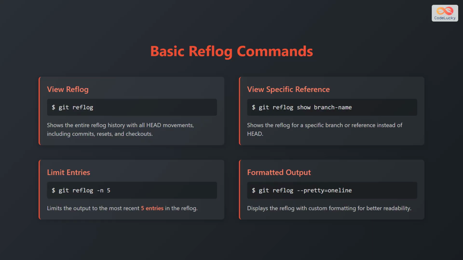Let's explore some basic Reflog commands. To view the entire Reflog history, use the command git reflog. This shows all HEAD movements, including commits, resets, and checkouts. If you want to see the Reflog for a specific branch or reference instead of HEAD, use git reflog show branch-name. To limit the number of entries displayed, use git reflog -n 5 to show only the most recent 5 entries. Finally, for better readability, you can use formatted output with the command git reflog --pretty=oneline.